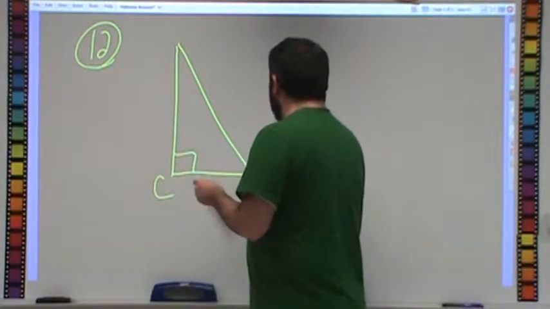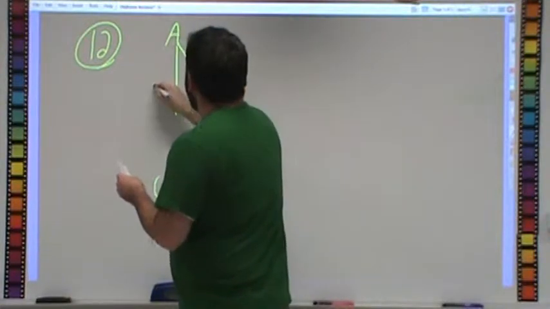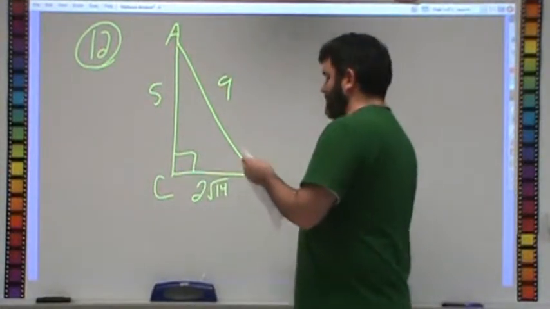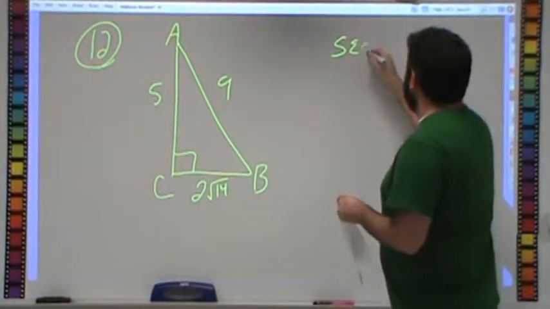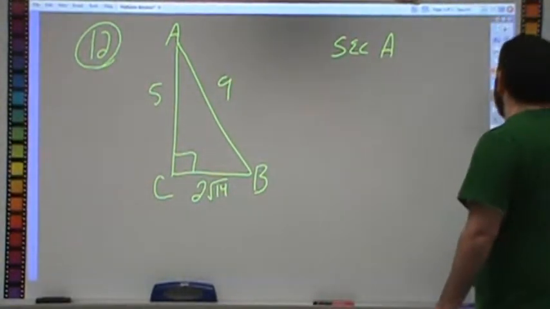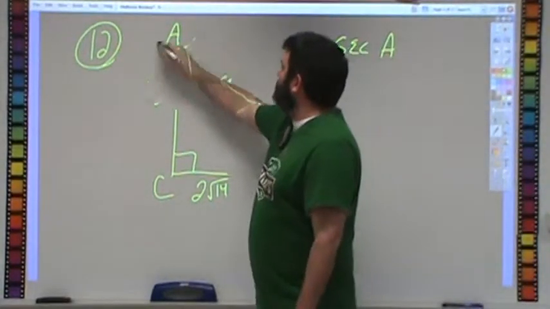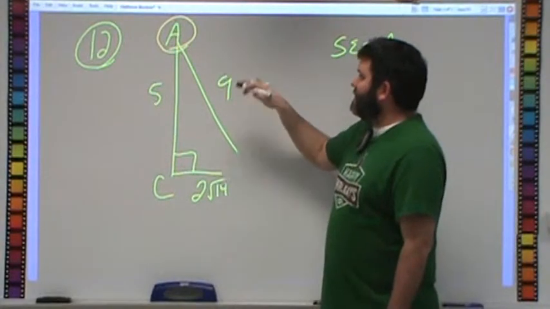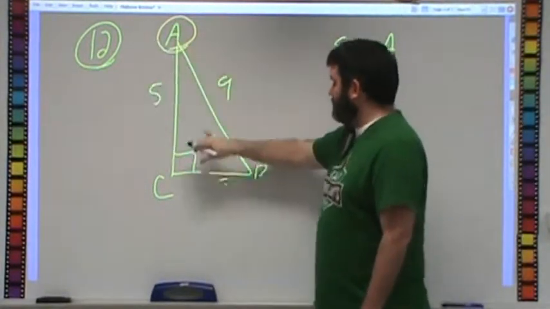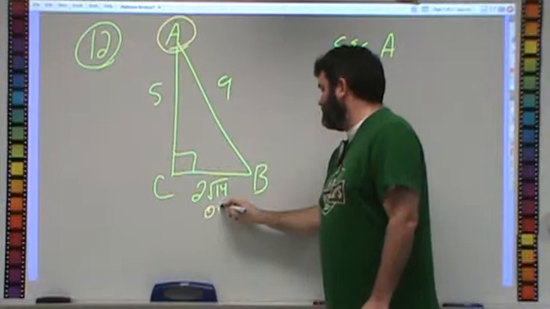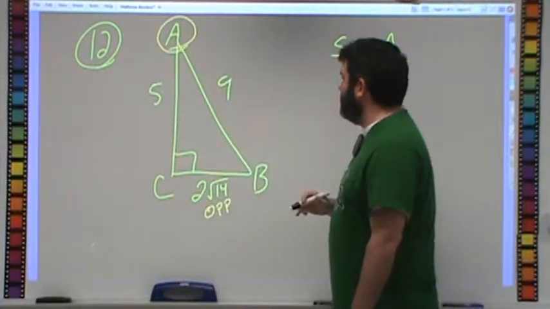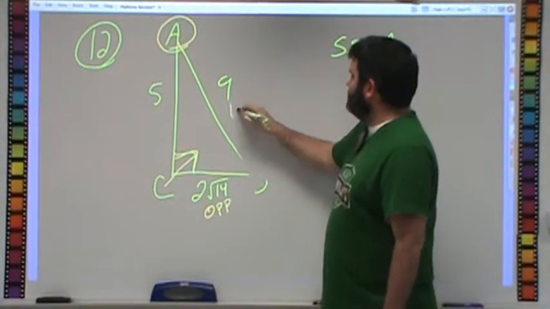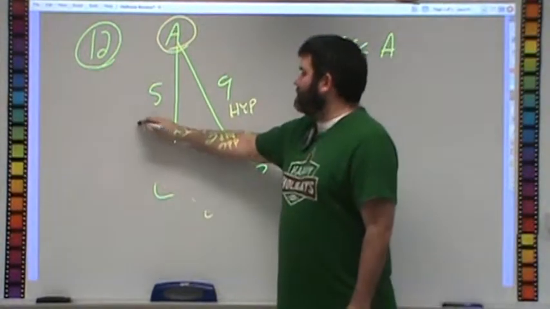C, B, A. We got a 5. We got a 9. We got a 2 root 14. This one is asking for the secant of A. So once again, based off of the angle I'm at, this is a different setup than number 11 was. Because now the bottom part is my opposite, because it's opposite of the angle that I'm trying to find. This is still the hypotenuse. Still got my arrow pointing to the hypotenuse. And this is my adjacent.